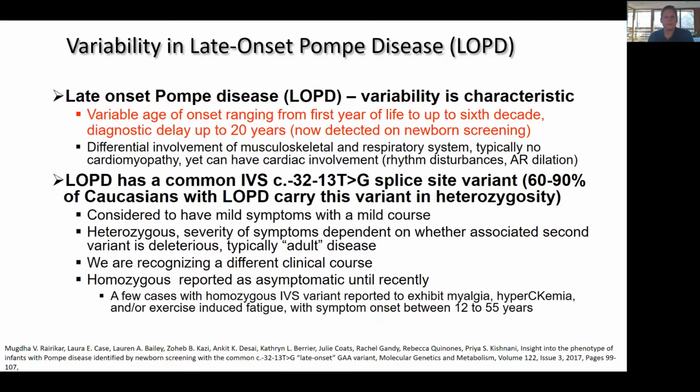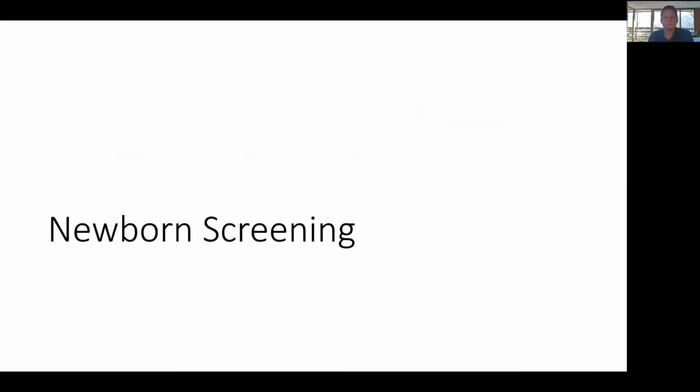It's considered to be a milder course of disease, although we are still recognizing what the clinical course looks like, especially in the newborn screening patients. And we have seen on a number of recent genetic tests, both prenatal and newborn screening, that there can be some patients who carry two copies of this IVS splice site variant, and we would refer to that as homozygous. And there can be some symptoms associated with that phenotype also.